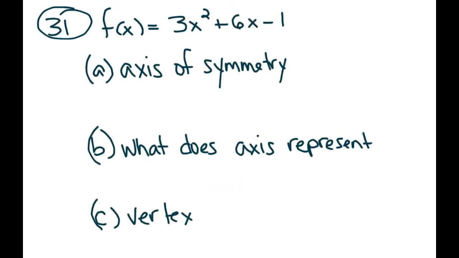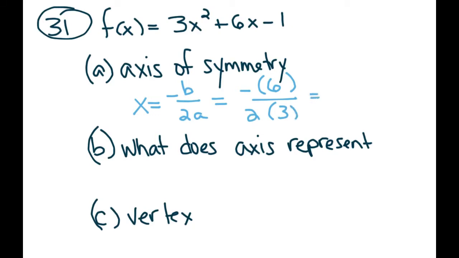Given f of x is equal to 3x squared plus 6x minus 1, determine the following. Let's start with the axis of symmetry. Remember, you can find the axis of symmetry using the formula negative b over 2a. Negative b is negative 6 over 2, a is 3. So we get negative 6 over 6, which is negative 1. What does the axis of symmetry represent? It is the x-coordinate of the vertex.